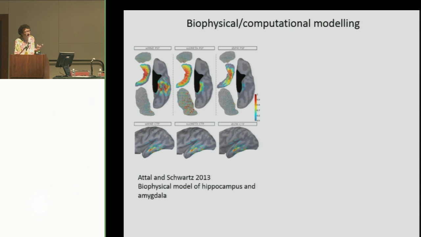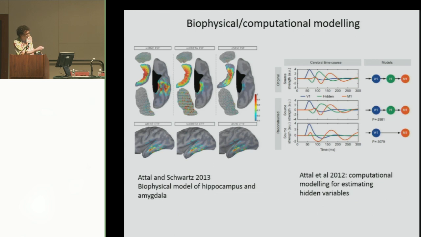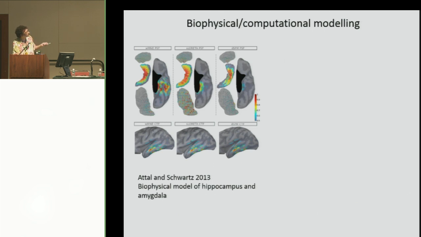There are also very interesting new paths to try to reconstruct this hidden activity. One is to improve the models we have. This is a biophysical model of hippocampus and amygdala, which is put in the source localization model. You explicitly model these structures to reconstruct activity coming from them.